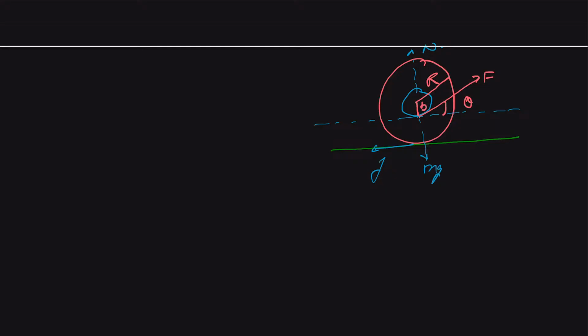And so once again, this F we can divide into two components. Okay. So one component will be our F cos of theta, and the other component will be our F sine of theta.